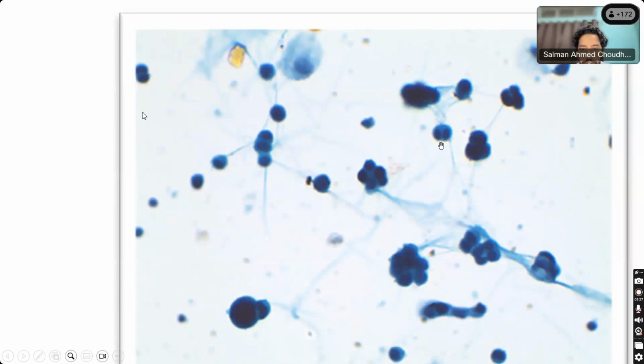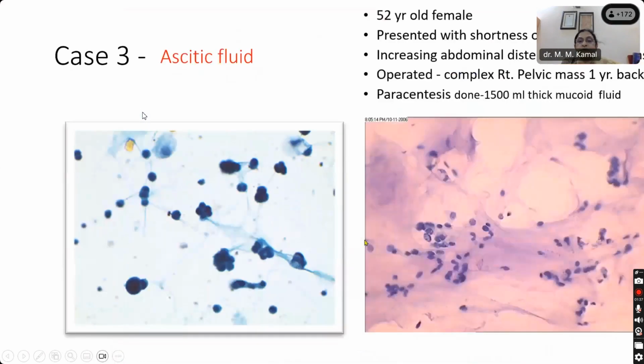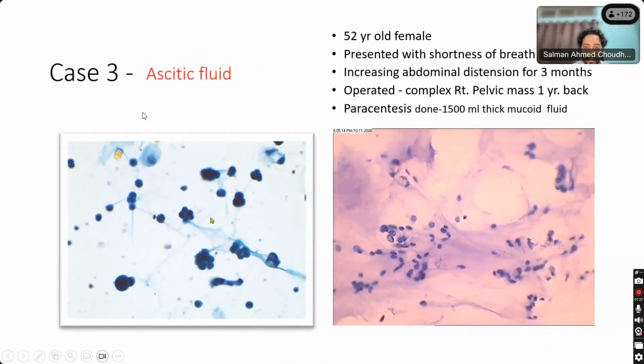Here you are getting binucleated mesothelial cells, so there is an admixture. This is a very large cell with a small baby cell attached to it and a small window over here. What is this? And some thick strands over here in between the cells connecting them. Yes, these could be thick mucoid strings that are connecting the cells in the background.